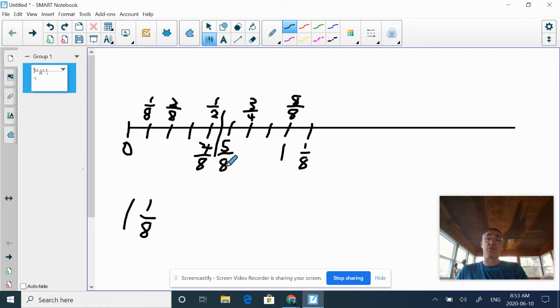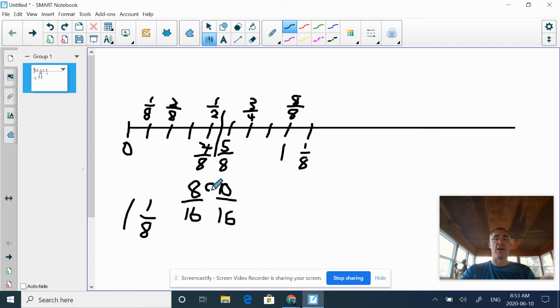But the other thing that I can do is I can double those numbers. So 4/8 is also the same as 8/16. 4/8 is the same as half. 8/16 is the same as half. And so this one, 5/8 would actually be 10/16. And so it becomes more obvious what's halfway between them.